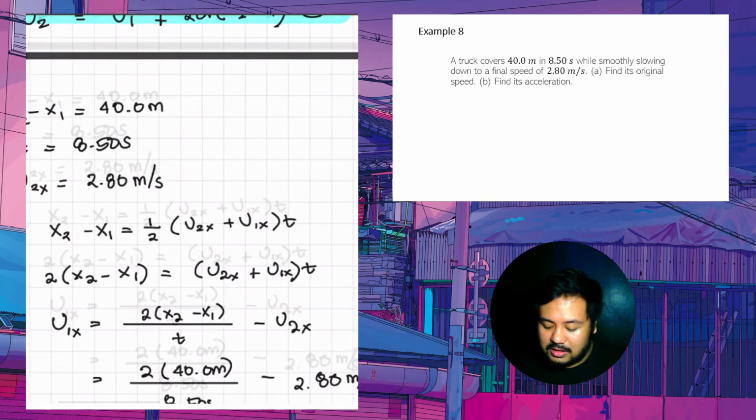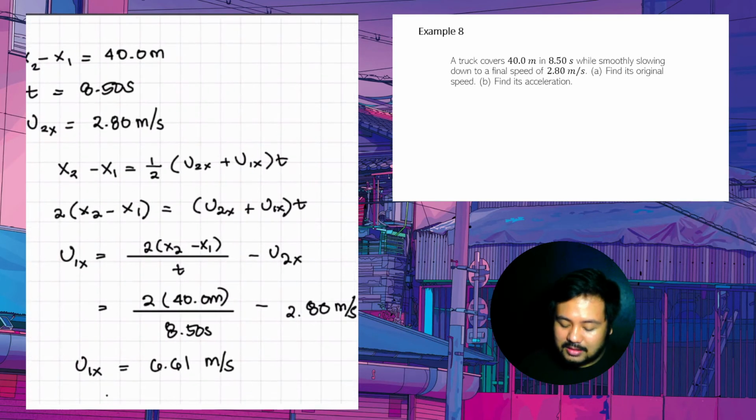Substituting all the known values, we get the speed, which is equal to 6.61 meters per second. So yes, we have the speed, which is the magnitude of this velocity. It's just 6.61 meters per second. So let's have letter B, finding its acceleration.